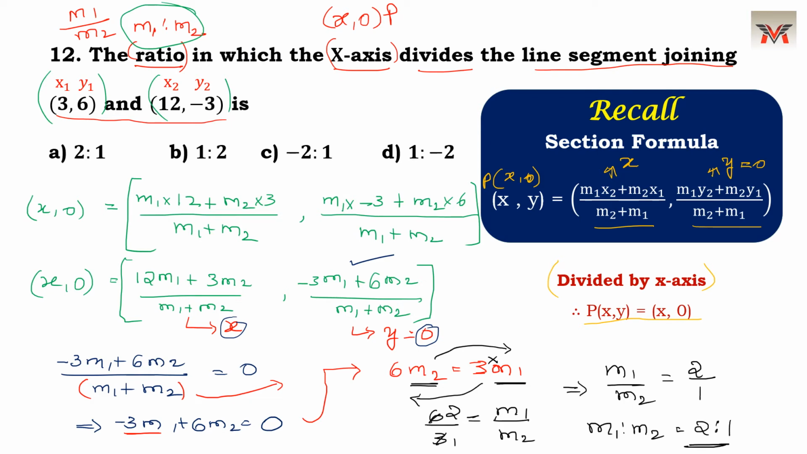Got it? So what's the answer? The answer is option A, 2 is to 1. We'll move on to the 13th question.